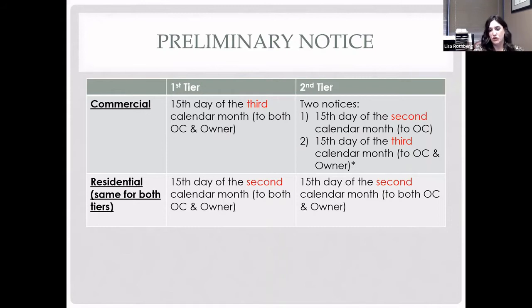And you do need to do the 2 notices, but you can see I put a little asterisk because, like I said, you can combine those into one notice that's sent by the 15th day of the second calendar month. And then obviously for second tier residential, it's the same. So basically residential notices are going to be the same whether you are a first tier or a second tier subcontractor. You will send the same notice for residential.